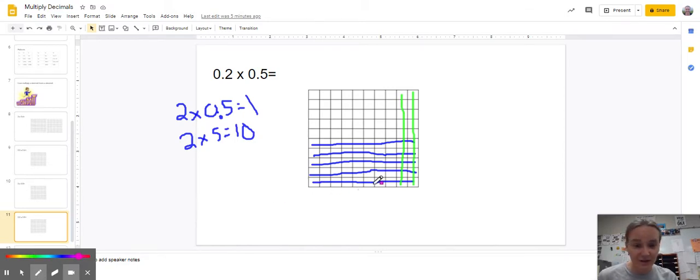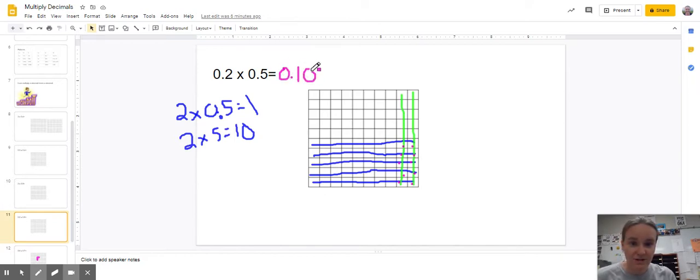They have to be both colors. 1, 2, 3, 4, 5, 6, 7, 8, 9, 10. 10 tenths, or 10 hundredths. I'm sorry, 10 hundredths, because they're the itty bitty blocks. They're not the columns or the rows. They're the hundredths. So I have 10 hundredths.